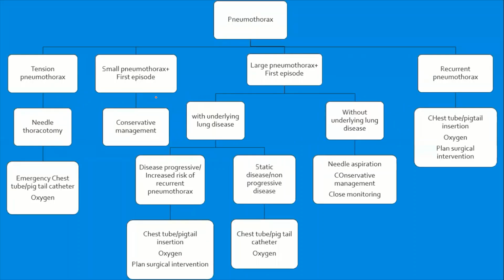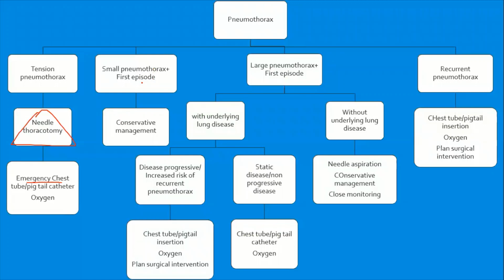So this is an outline of how you manage a case of pneumothorax. If it is a tension pneumothorax, it is straightforward. You need to do a needle thoracotomy to decompress your thoracic pressure, because you need your cardiac output. So you do a needle thoracotomy, and then that is not the end of it. You will still place a chest tube.